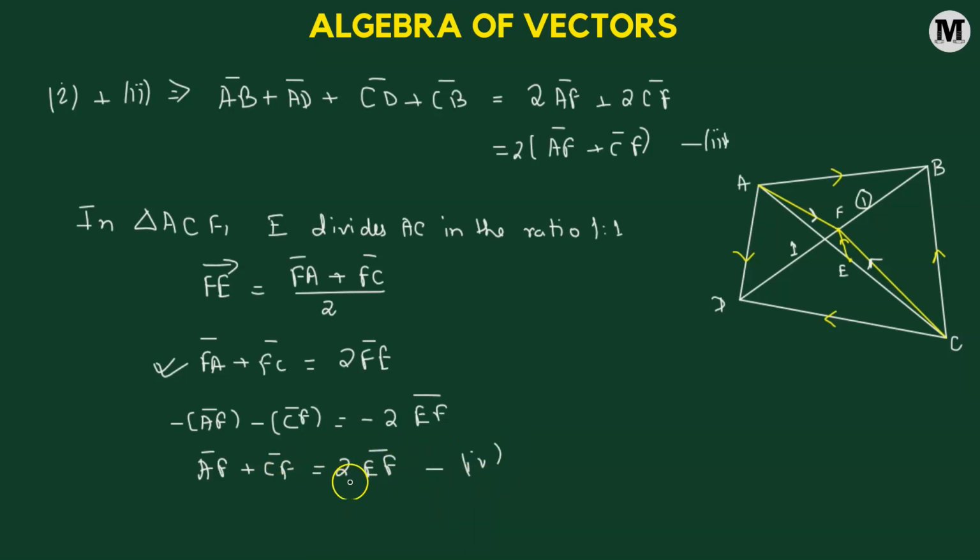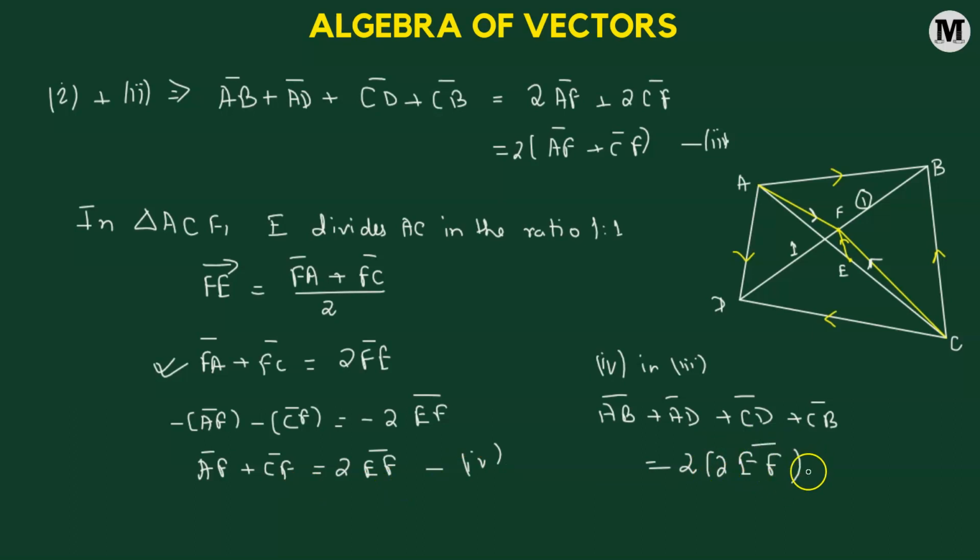Now we can substitute 4 back in number 3. Substituting 4 in 3, on the left hand side we have AB vector plus AD vector plus CD vector plus CB vector, and this will equal 2 times AF plus CF. But what is AF plus CF? That's 2EF. So that means we have 2 times 2EF vector, which is simply 4 times EF vector, and this proves our problem. That is what we were needed to show.